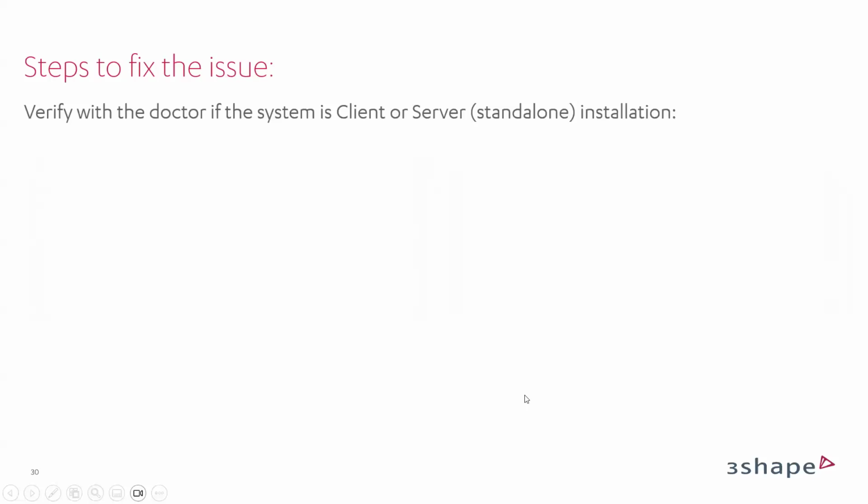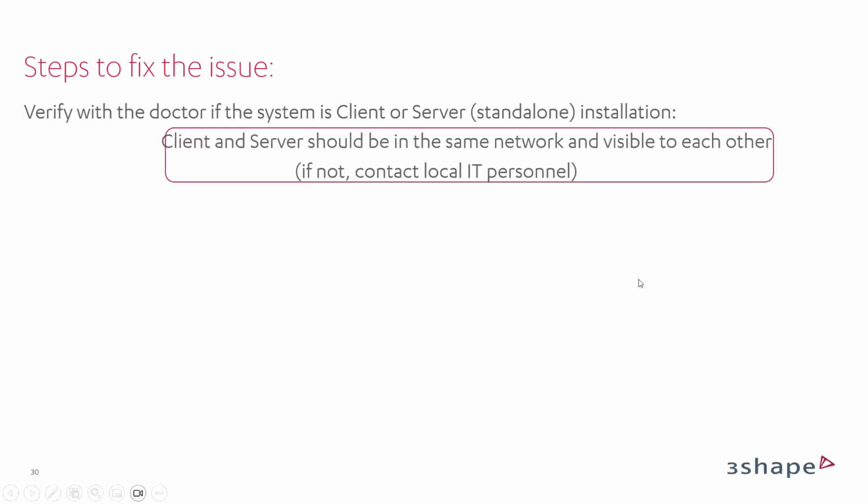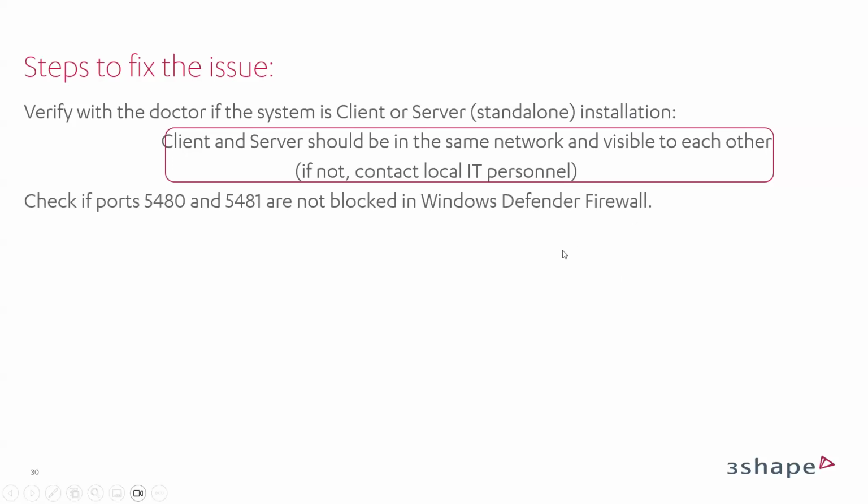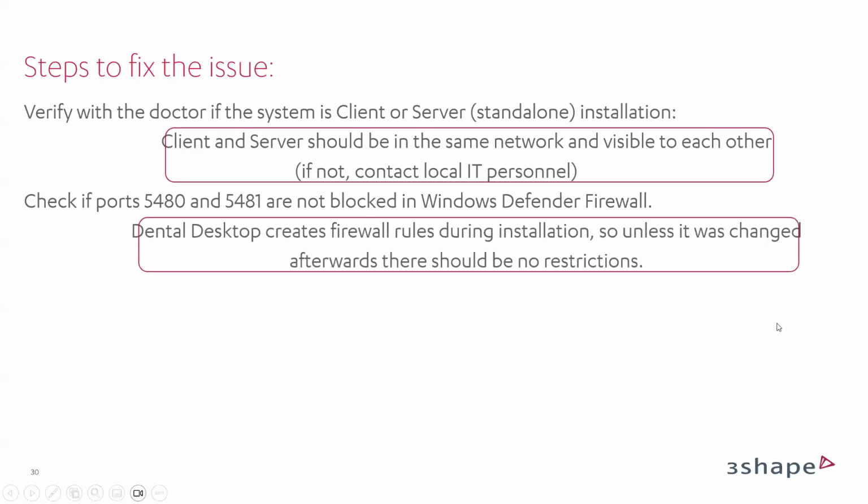Also, what other steps can be done here. We need to verify if the system is a client or server standalone installation. Client and server should be in the same network and visible to each other. If not, the customer should contact his or her clinic's local IT representative as well. Check if ports 5480 and 5481 are not blocked in Windows Defender Firewall. Also, Dental Desktop creates firewall rules during the installation, so unless it was changed afterwards, there should be no restrictions for these ports as well.